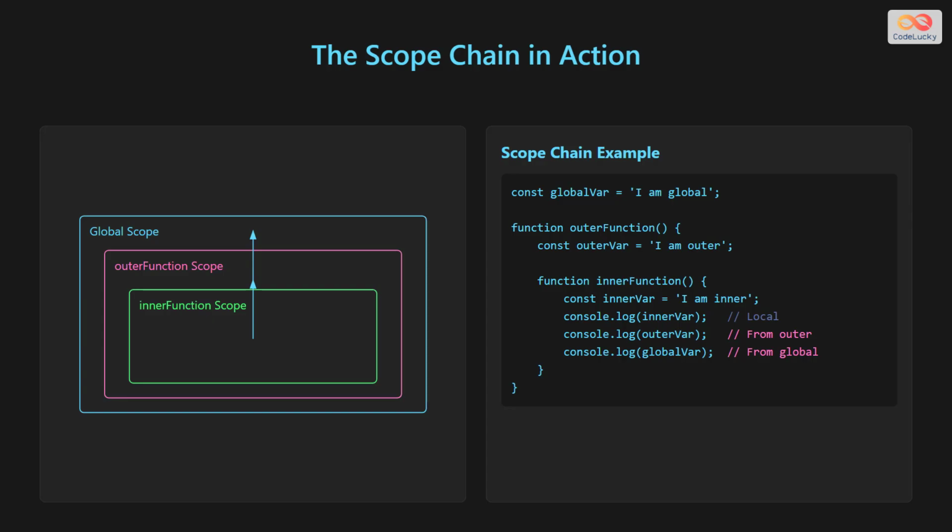We have a global variable globalVar and an outer function that declares a variable outerVar. Inside the outer function we have an inner function that declares the variable innerVar. Inside the inner function we are logging all three variables. The innerVar will be found within its own scope. The outerVar will be found in the outer scope, and finally the globalVar will be found in the global scope. The arrows indicate the direction that JavaScript will search for these variables.